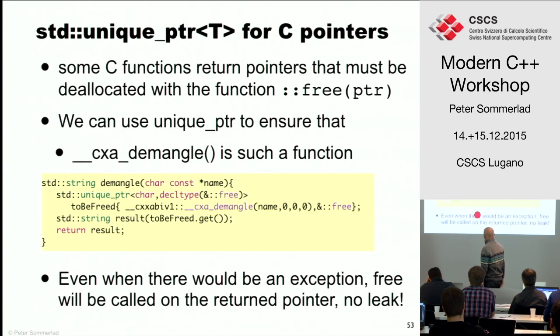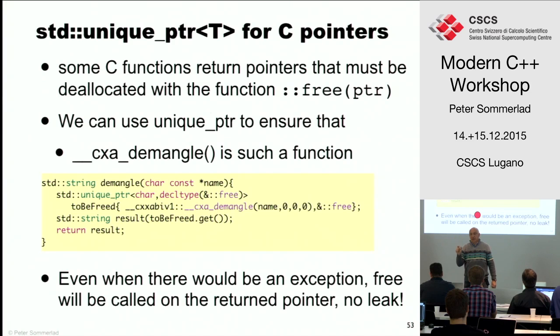This is an example from my unit testing frameworks. There's a compiler intrinsic called cxa_demangle that takes a so-called mangled name and will produce a nicely printable version of that name, how a compiler would actually use it. It's used for function and type names. This function cxa_demangle allocates memory using malloc, and this has to be freed afterwards. To make sure that this happens, I use a wrapper. I use a unique pointer that actually takes two template arguments.